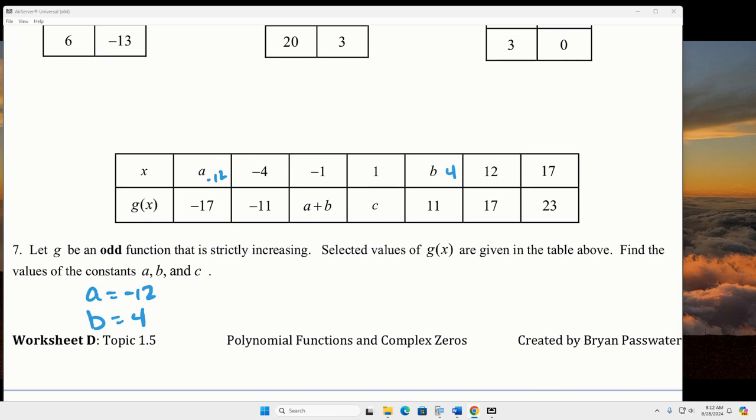All right, now to figure out c, we're looking at these blocks right here. So if this is -1 and this is 1, this needs to be the opposite of whatever that is. To figure that out, we would add a and b. So -12 plus 4 is -8. So that's going to make c +8.